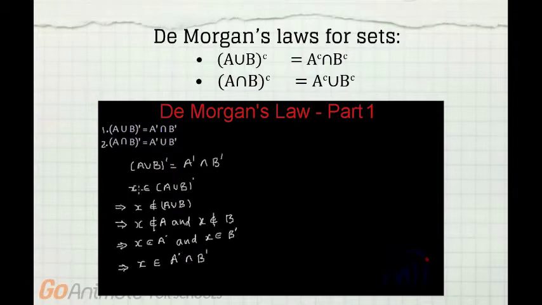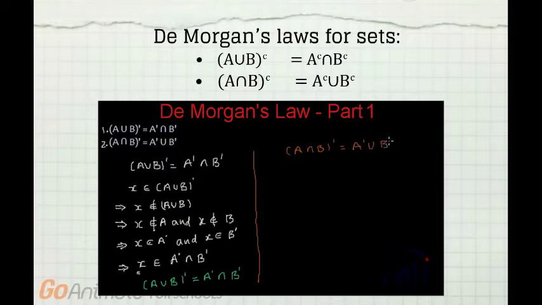So here we have got x is an element of (A union B) complement, and here we have arrived to a situation where we could prove that x is an element of A complement and B complement. That means (A union B) complement is equal to A complement intersection B complement, right? And now let's prove the second part, or the second law on the right hand side. The second law says (A intersection B) whole complement is equal to A complement union B complement, right?